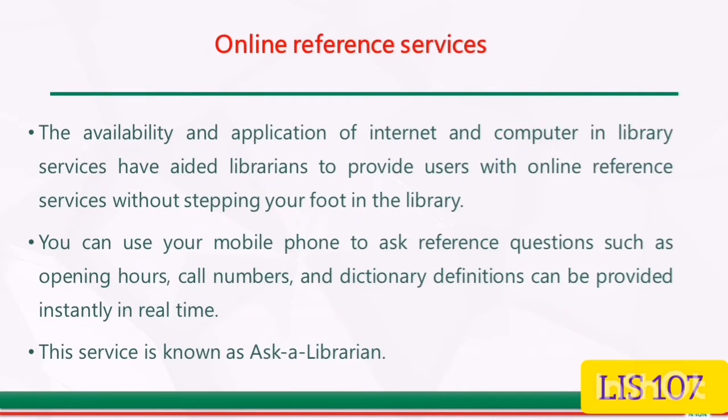You can also make use of online reference services. The availability of internet can make a user ask a reference librarian for information that pertains to library books or information resources. You can do it through your mobile phone. For example, you may have questions on the time that the library opens, or probably the call number of a book. You may have questions that you've searched all through Google and you cannot find. You can ask a librarian online and you'll get responses.